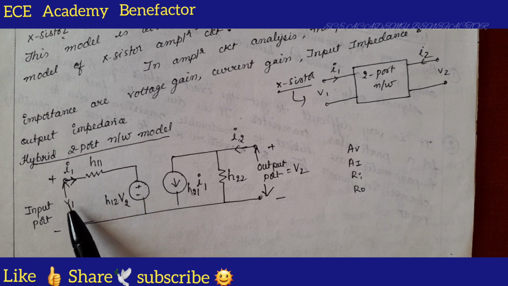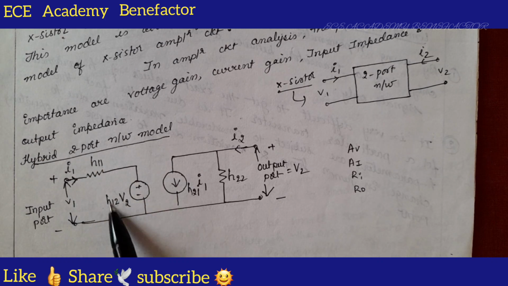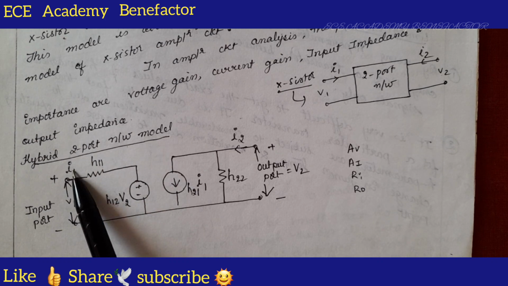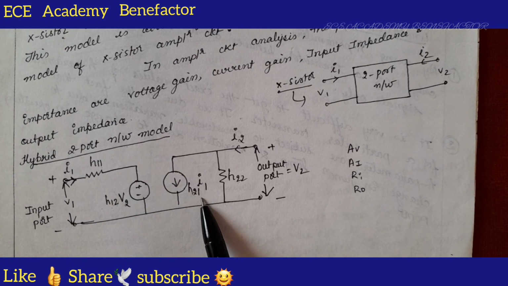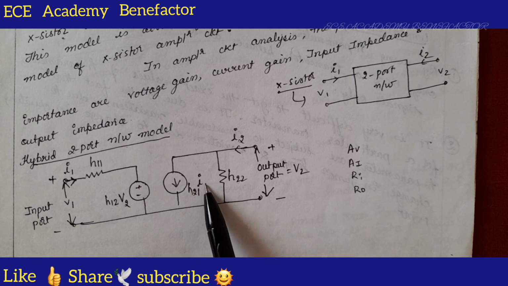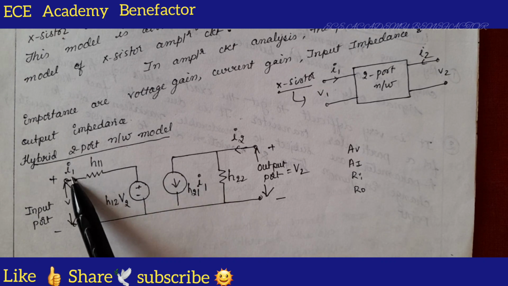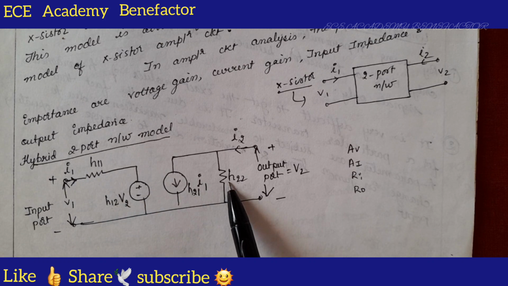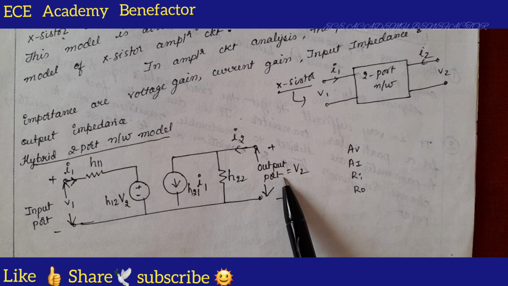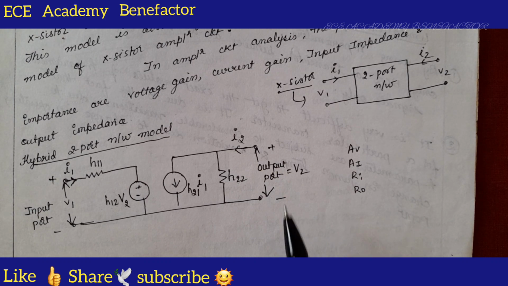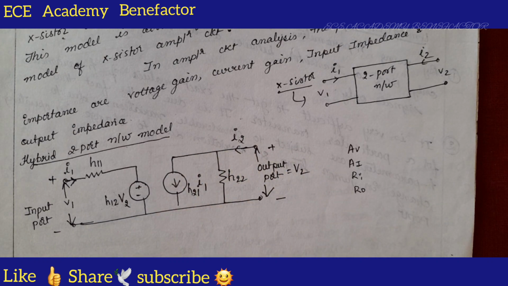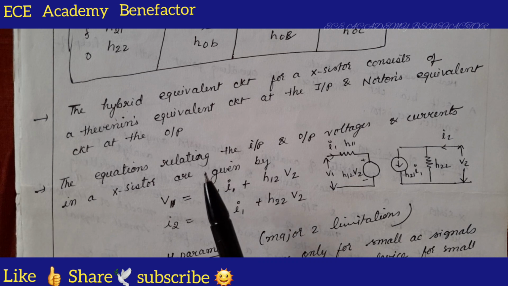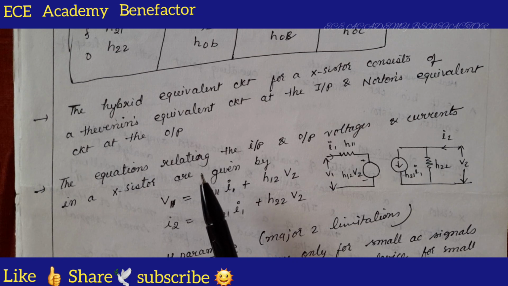So we have the input voltage V1, input current I1, H11, H12 and V2. At the output side, we have a current generator H21 I1, where I1 is the current flowing at the input, then H22, the output current I2 and the output voltage V2. This is how we draw the H model of the transistor as a two-port network. I hope the notations are clear: HIB, HRB, HFB and HOB.